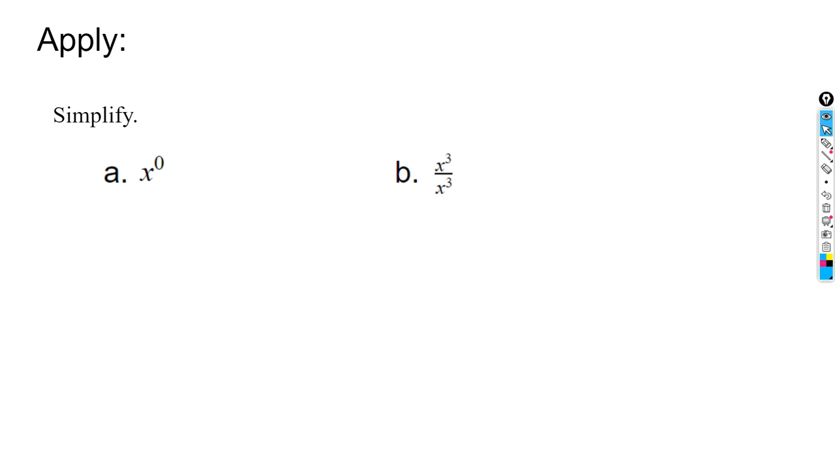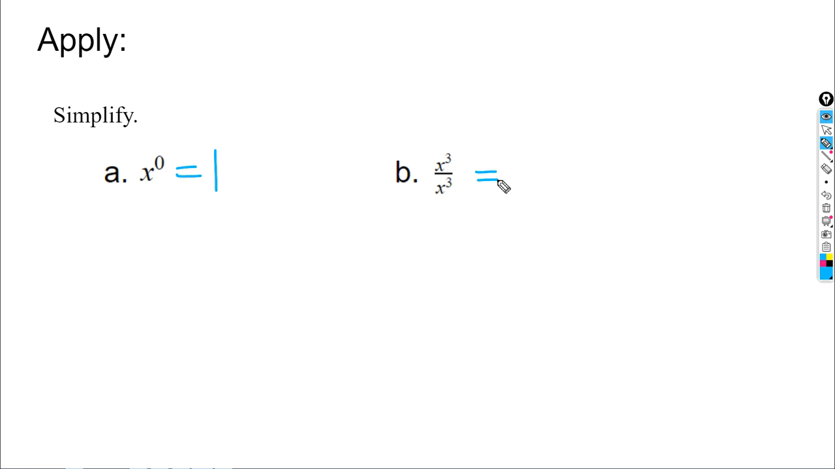All right, let's talk about things to the 0 power. Well, we already looked at a rule that said anything to the 0 power equals 1. So let's talk about why that is. Let's look at part B. In part B, we know from our shortcut rule that since the bases are the same, they're both x, we could take our powers and subtract them. 3 minus 3 gives us x to the 0.